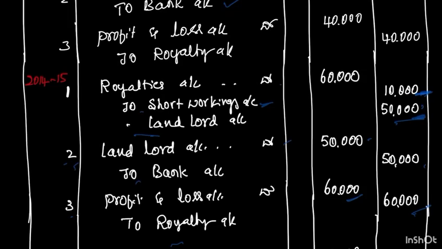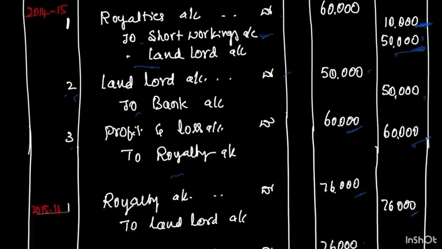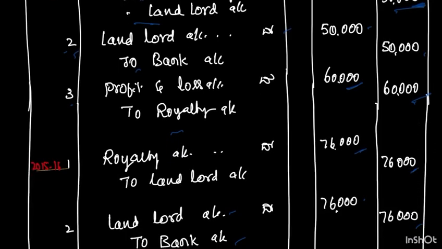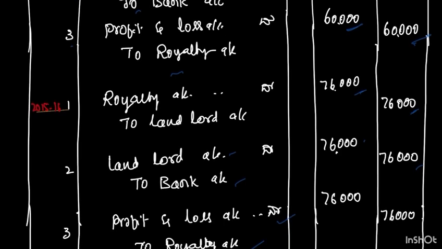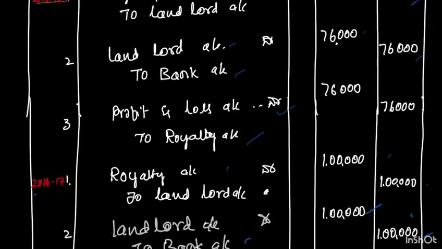When there is a recovery, you are going to credit the short workings account, and when there is no adjustment related to short workings, you are not going to open the short workings account. Whatever the royalty is there, it is directly payable to the landlord. In the fourth year as well as in the fifth year, there is no short workings amount. Whatever the amount is in the royalty column is completely paid to the landlords.